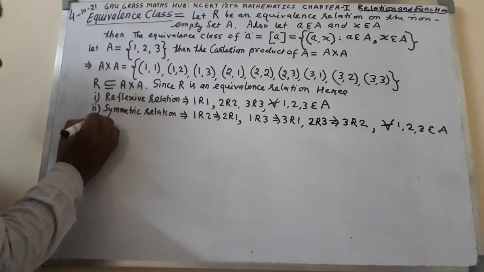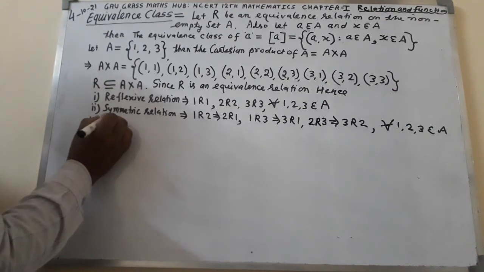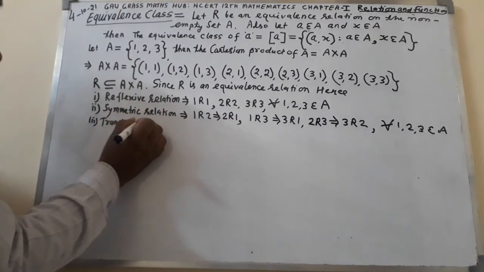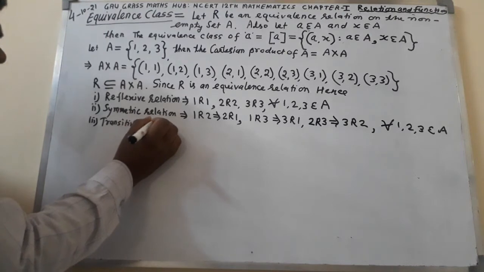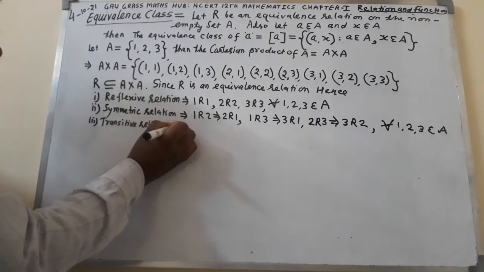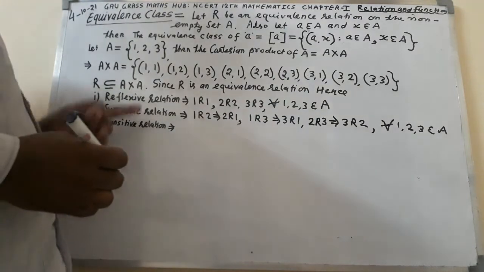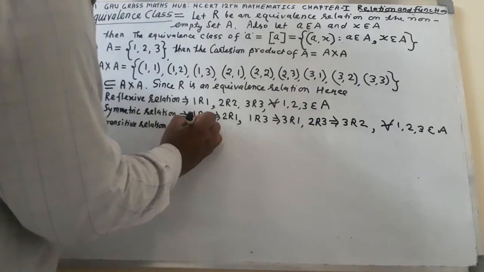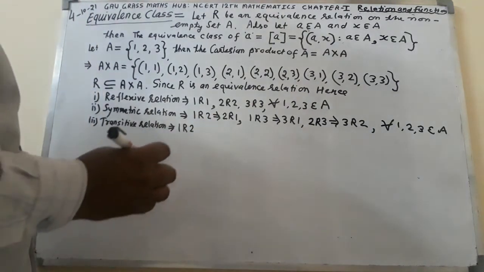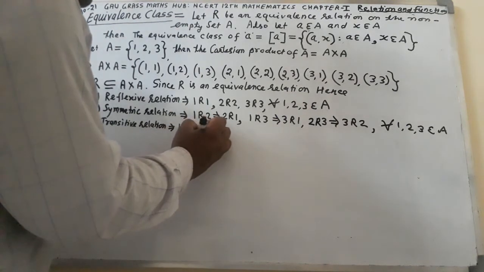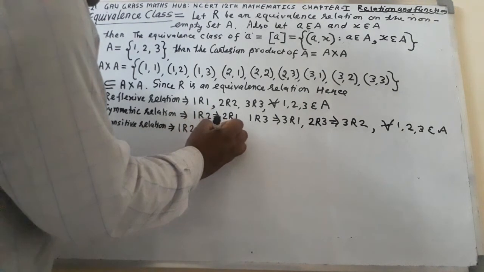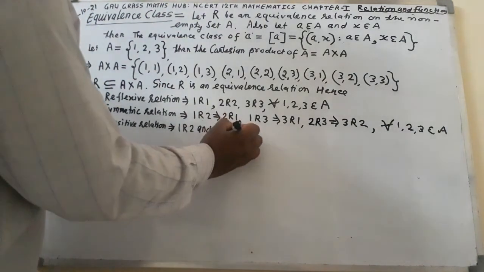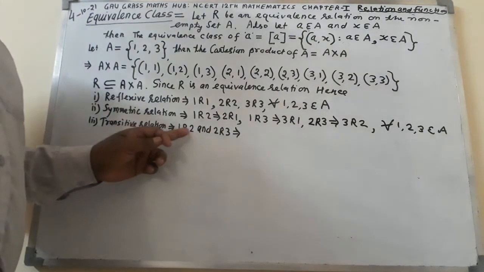Second, third, transitive relation. Implied that for transitive, if I take (1, 2), the 1 related to 2 and 2 related to 3, implied that 1 related to 2.